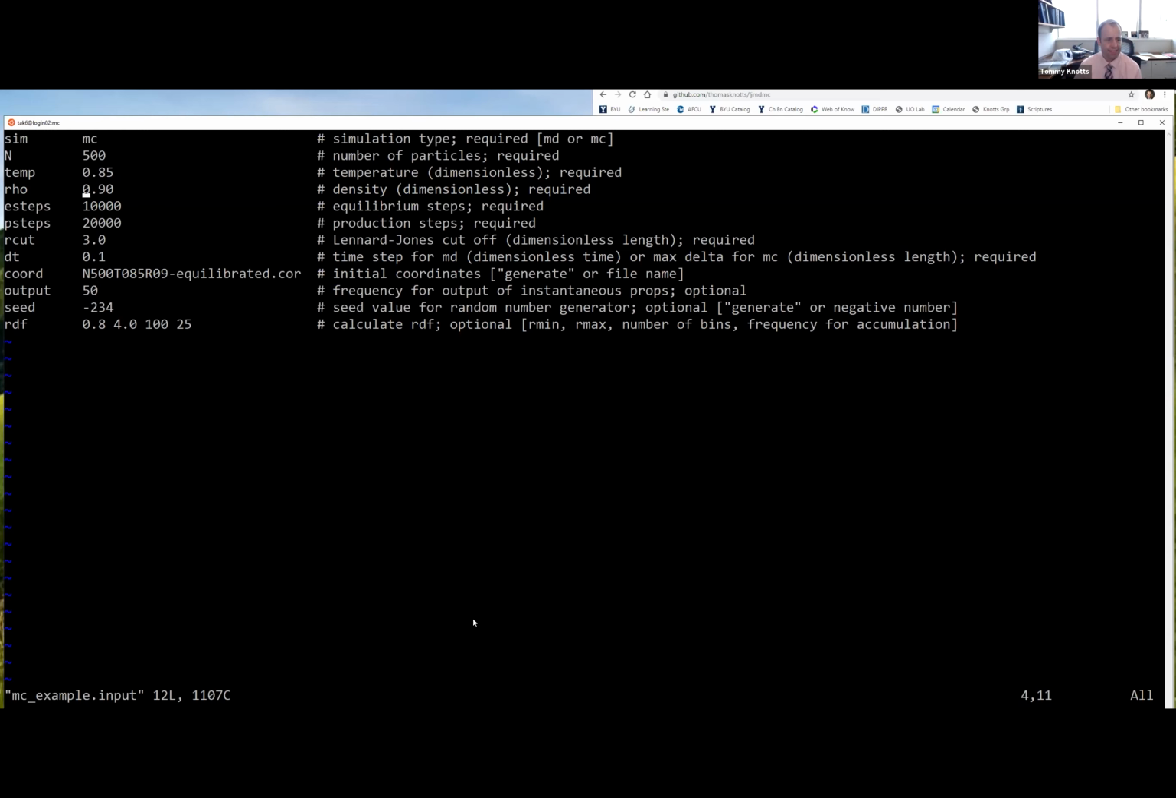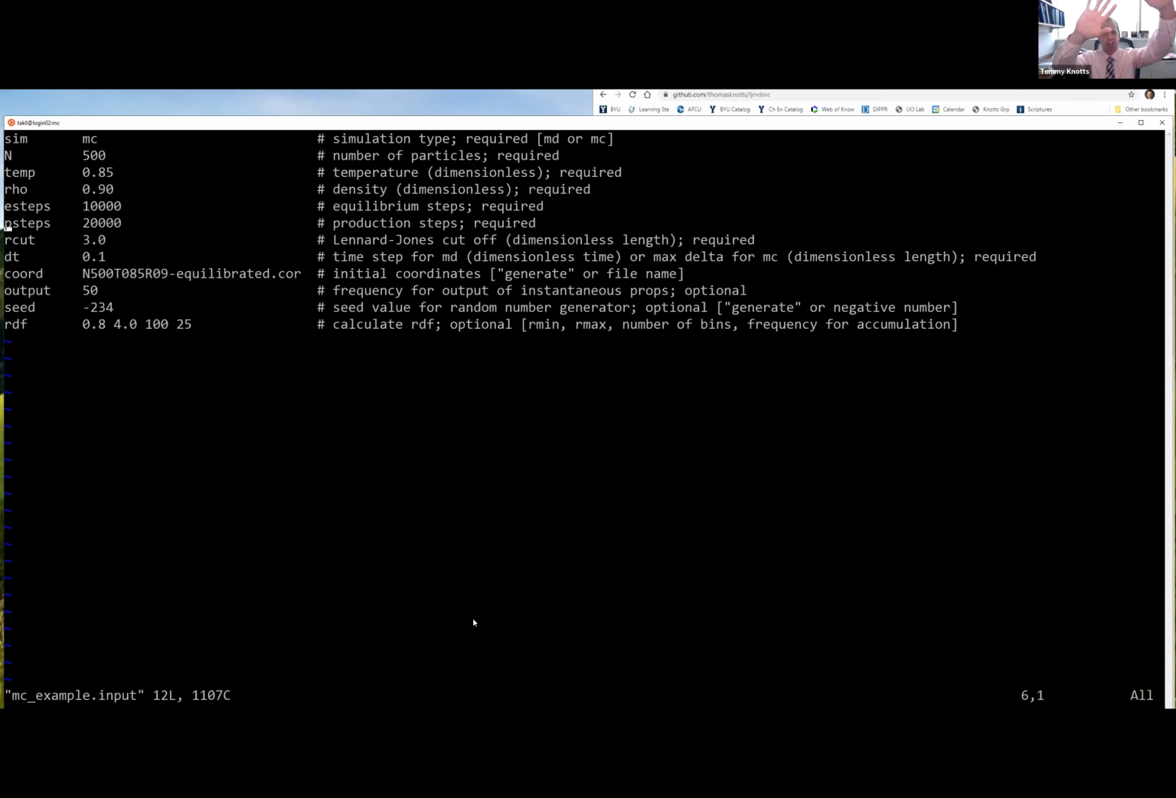Density. I get to select what density I want. And it's going to use this dimensionless density and my number of particles to calculate my box length. You don't give it the box length. You give it the number of particles in your simulation, and then you give it the density, and it will calculate the box length you need for that. And then here it's telling me how many steps I want to do. So E steps is equilibration steps, and P steps is production steps.